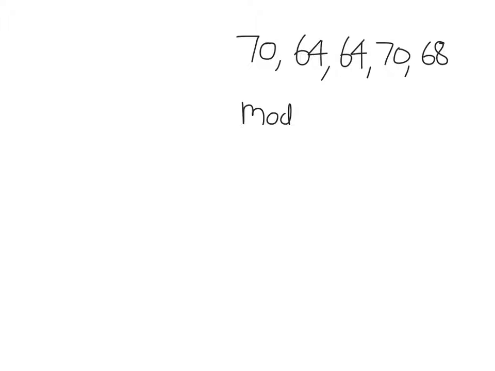Now, in this case, we have 64 occurred twice and 70 occurred twice. So there are actually 2 most common numbers. There's nothing wrong with that. There can be more than one mode. Note, if none of the scores are repeated, we say there's no mode. But here, 2 scores were repeated, 2 scores were the most common, so there are 2 modes.